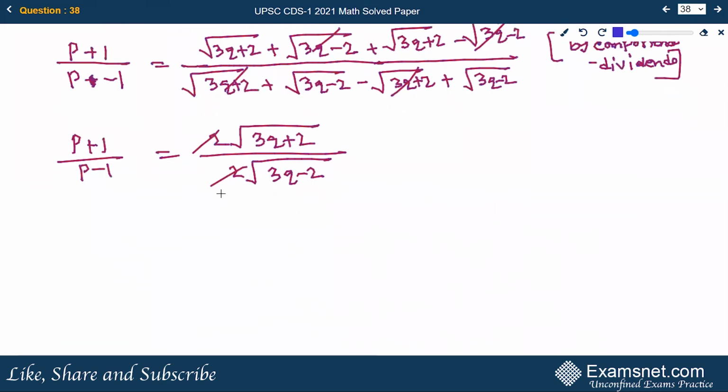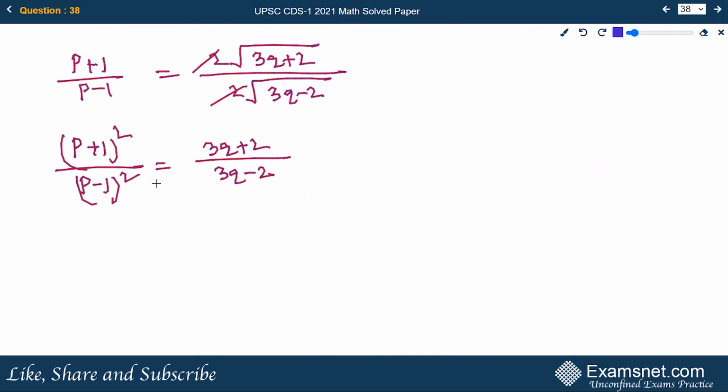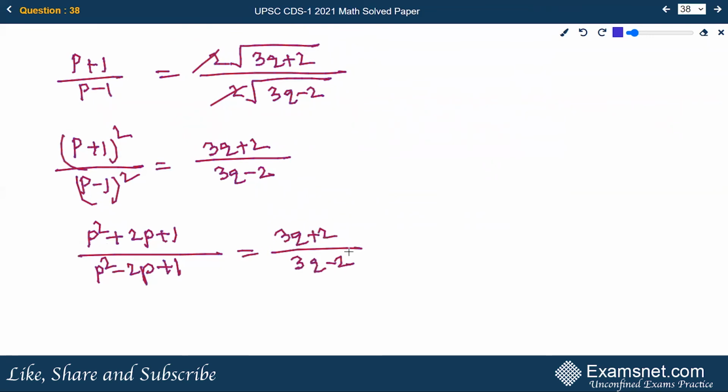In the next line, I will do square on both sides. So it will become P plus 1 square by P minus 1 square. So it is 3Q plus 2 by 3Q minus 2. Now let me expand it by the square formula. So I will get P square plus 2P plus 1 by P square minus 2P plus 1, so equals to 3Q plus 2 by 3Q minus 2.